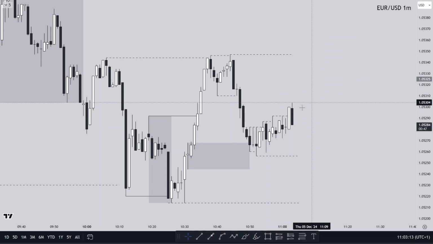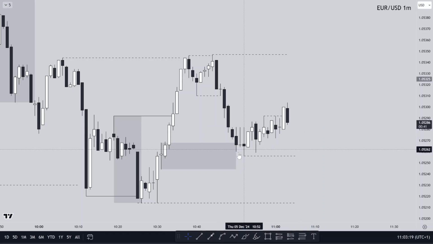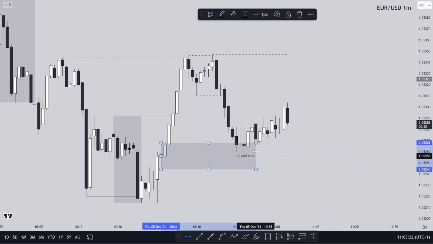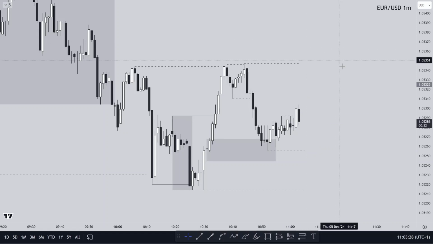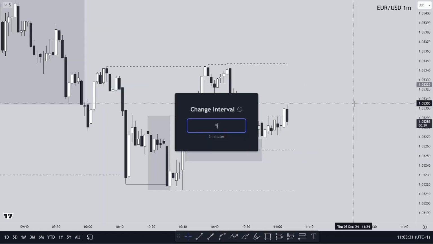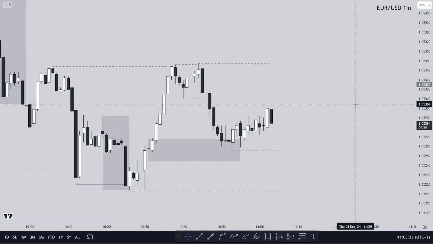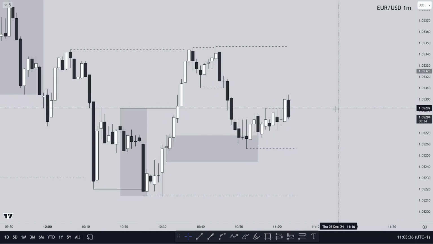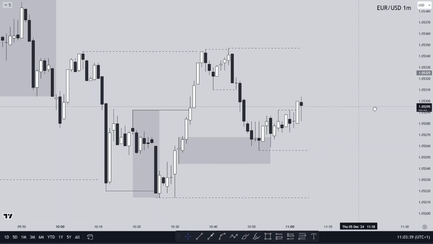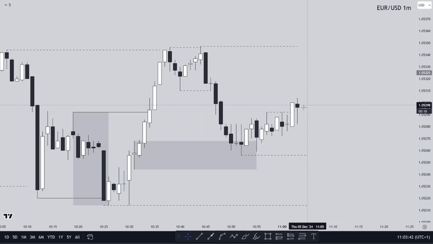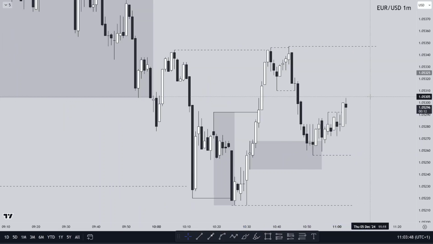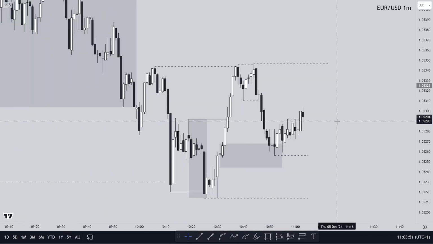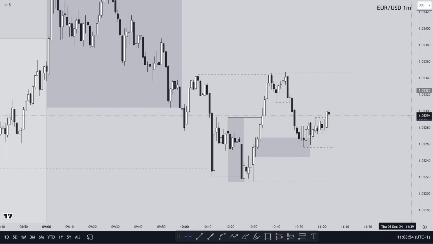Let's see. So let me clear everything here, and also this one. So this level seems to push the price to the upside, but I mean, let's see. Oh, nice rejection. Now I'd like to see price above this high, so that we will really be in a bullish trend.